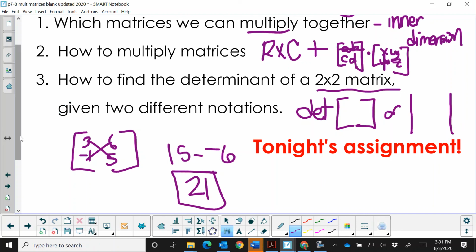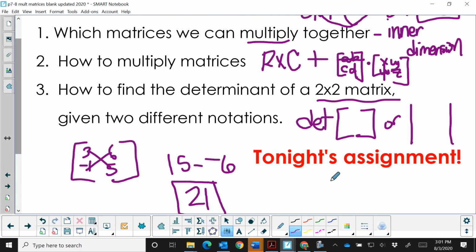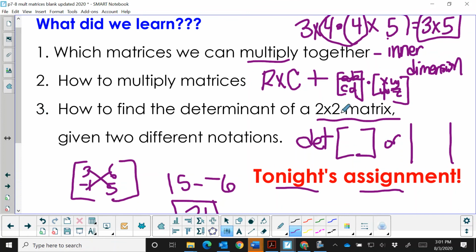And that's what we learned today. So hopefully this video was helpful. Tonight's assignment, you need to work on that, and that is on multiplying matrices and finding the determinants of 2 by 2 matrices.